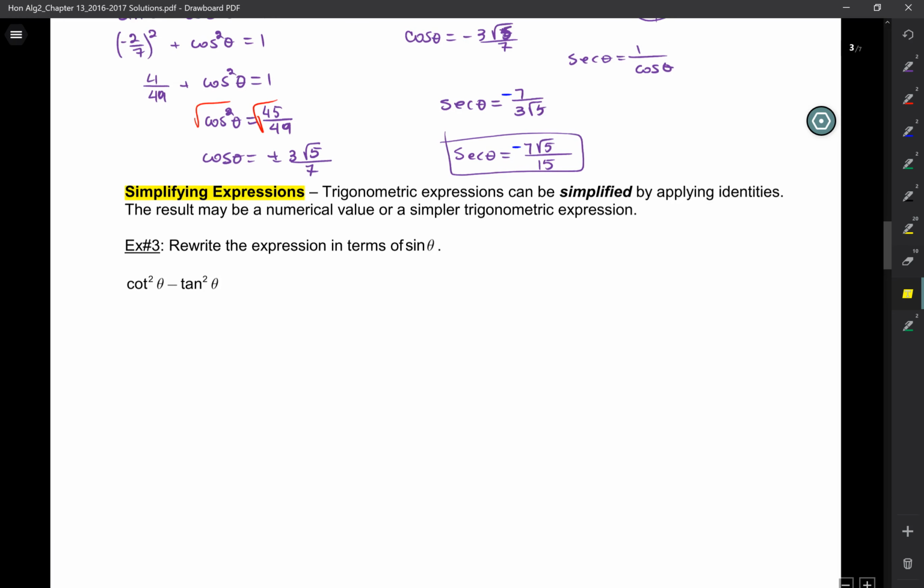So what we're going to do here is rewrite in terms of sine of theta. If it says in terms of sine of theta, that means you can only have sine of theta.